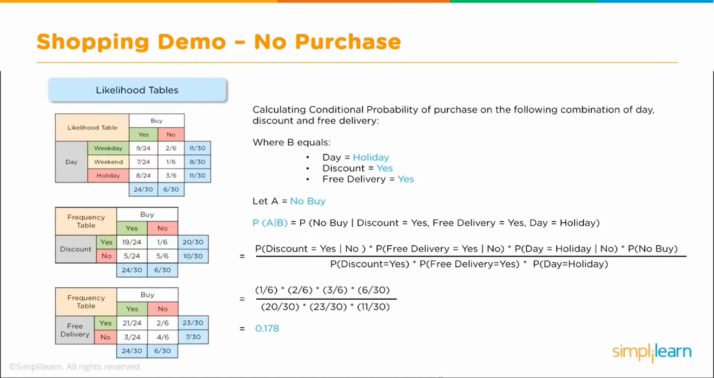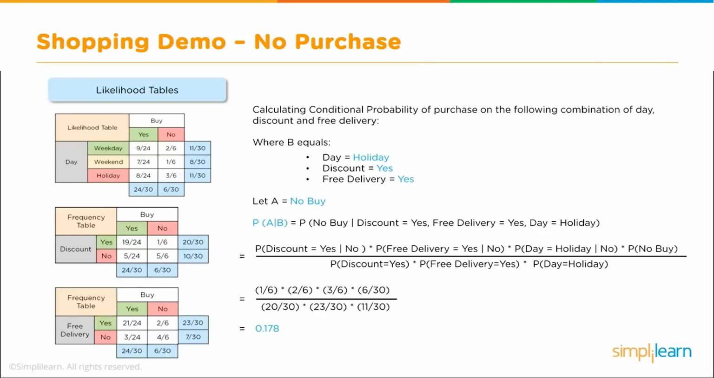So we have the probability of a discount, the probability of a free delivery, and the probability of it being on a holiday. When we plug those numbers in, we see that 1 out of 6 were no purchase on a discounted day, 2 out of 6 were a no purchase on a free delivery day, and 3 out of 6 were a no purchase on a holiday. Those are our three probabilities of A given B multiplied out.